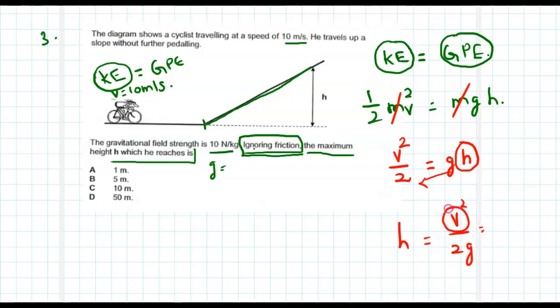What is the speed? Speed is 10. 10 square divided by 2 multiplied by g value, which is 10. So 100 divided by 20 is equal to 5 meter, that is the answer. He will go up 5 meter above the ground. I hope you understand this concept.